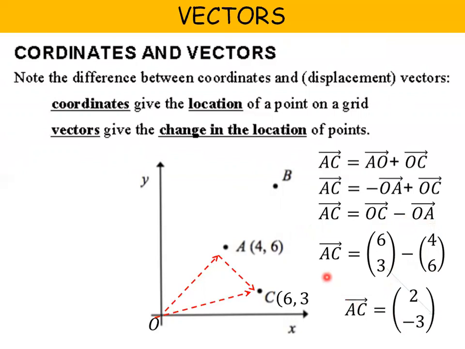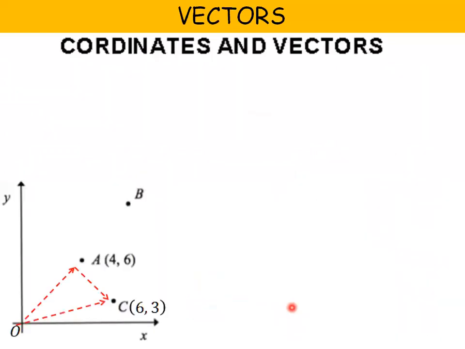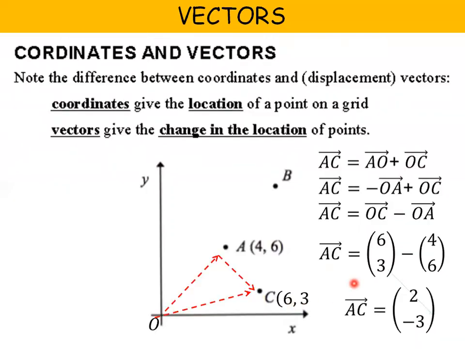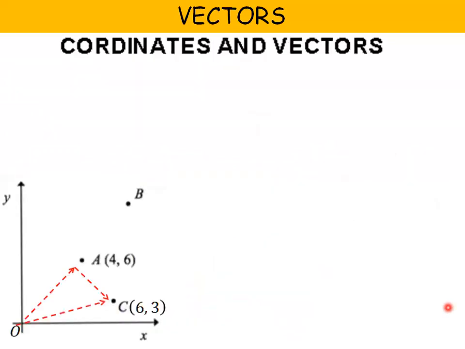Take note that the vector AC simply could have been gotten without the first three steps that we have written here. If we have known the point A as the coordinate 4, 6 and the point C with coordinate 6, 3, then I can easily find vector AC by saying the vector representing the point C, which is 6, 3, minus the vector representing the point A, which is 4, 6. So the question could have come anyway in this manner.